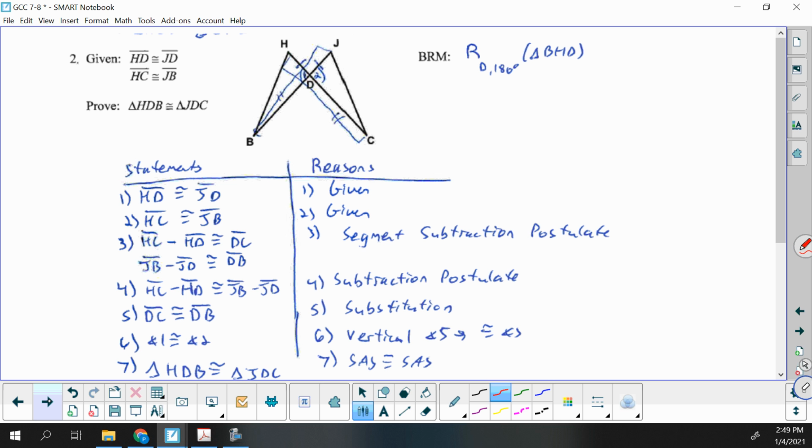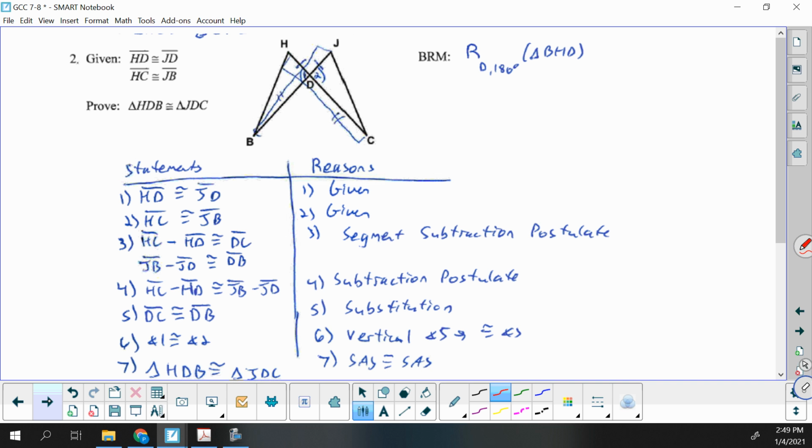In our next one, the basic rigid motion is a pretty easy one here. We're going to rotate about point D 180 degrees and just pick one of your triangles. I picked BHD. You could have picked the other triangle as well. So the thing we should be suspicious about in this one is that they gave us HC and JB congruent. Those are not sides in our triangle. That's too much of a side.